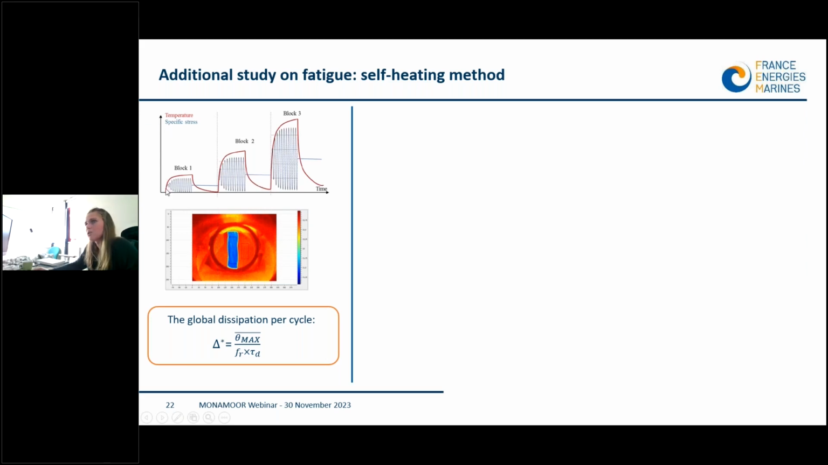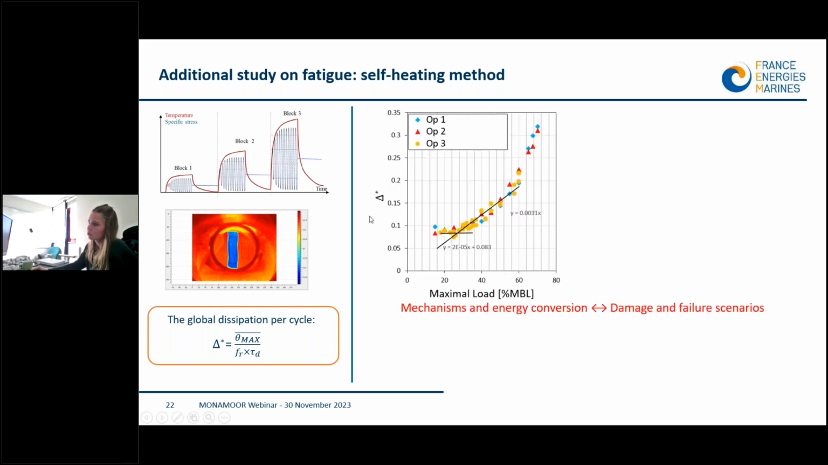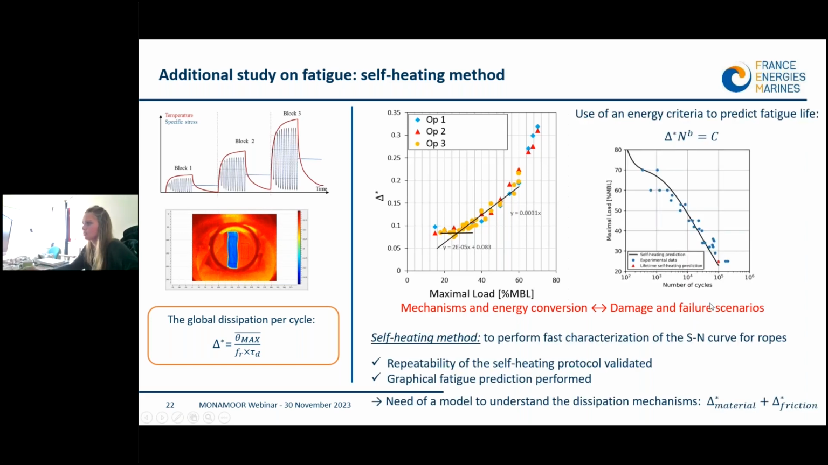The specificity is that we monitor the temperature of the sample during the test. Here we have infrared images of a subrope, and with the infrared measurement we perform, we can calculate a global dissipation per cycle. We can plot the global dissipation per cycle versus the maximum load between each block. This allows us to link mechanisms that induce energy conversion to the mechanisms that induce the damage and then the failure scenario during the fatigue test.